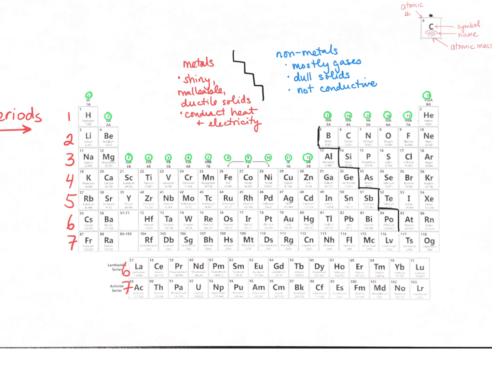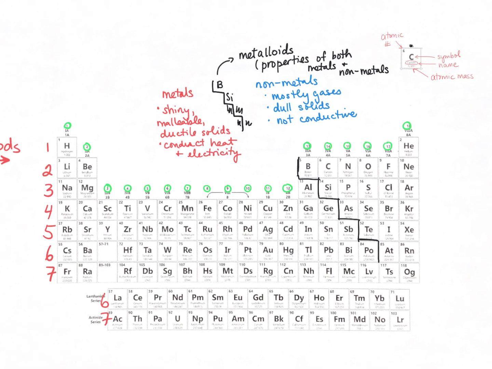Now, what happens if an element is on the border? For example, boron sitting here, or silicon, or Ge, or As as we move down. These particular elements on the staircase are called metalloids. And metalloids have properties of both metals and nonmetals. All right, so we have metalloids.